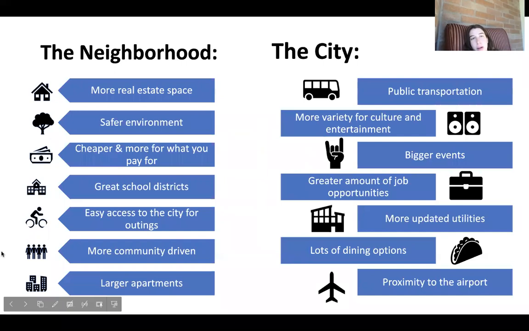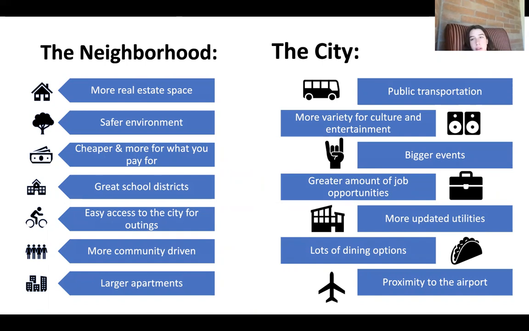And then just comparing the neighborhood to the city, the neighborhood just offers more real estate, a safer environment, cheaper, and you get more for what you pay for. There's great school districts in the neighborhood, and it's easy access to the city for outings, but you also get that community-driven feel, and you get larger apartments as a whole within the neighborhood apartments.